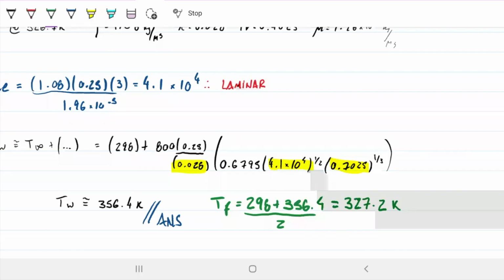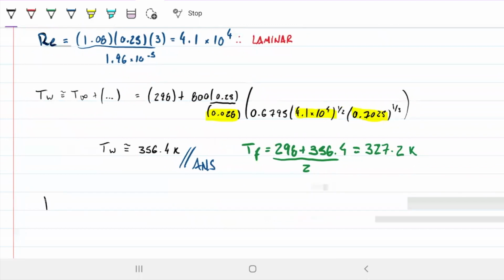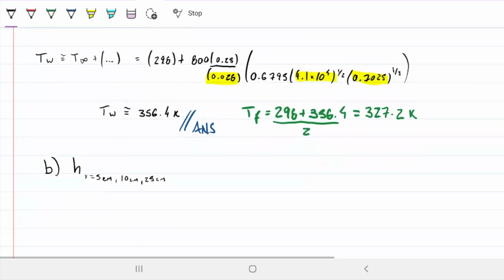Okay, so now we are happy with the temperature of the wall that we found, and we're happy with the properties that we have, because we know they're not going to change. They're only going to change slightly from 326.7 to 327.2. So now we can jump into part B, and part B is asking us, what is H at X equals 5 centimeters, 10 centimeters, and 25 centimeters? So we need to find all those.